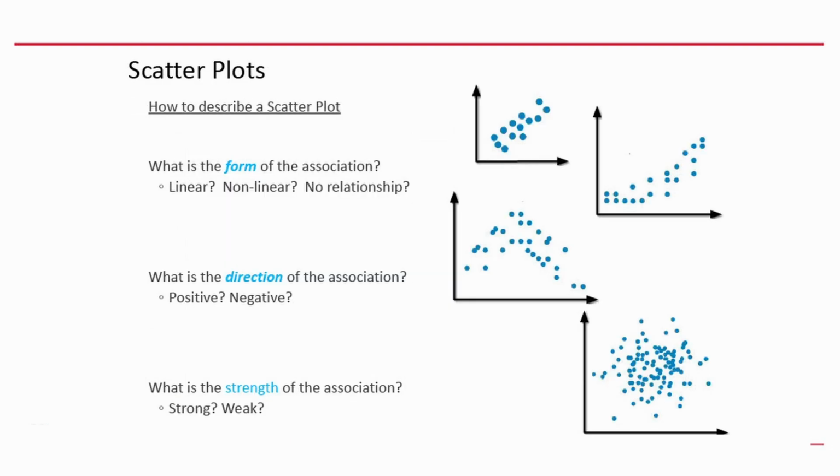Other than just describing the observations, there's usually three components to a scatter plot that we like to describe. The three components are form, direction, and strength. So let's walk through those real quick and then we'll do some examples.